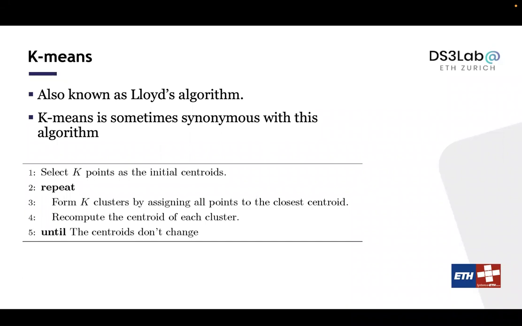And then given that clustering strategy, you recompute your centroid, and then you reassign your data examples to those new centroids, and you continue this process again and again and again, until the centroids do not change. So this is a very simple algorithm, and when people talk about k-means, often they are thinking about this algorithm, not the generic objective that it actually tries to approximate.